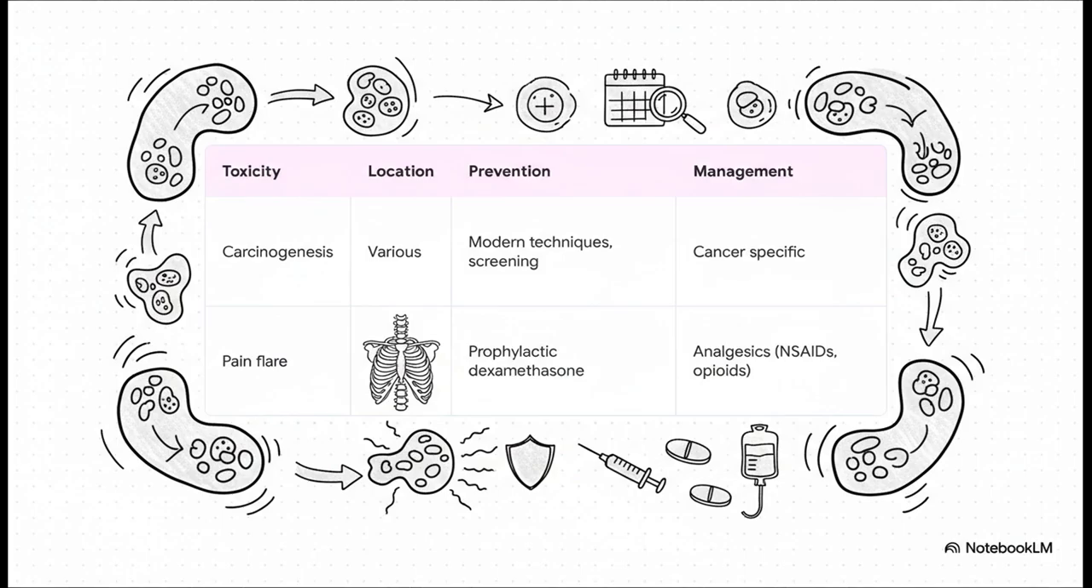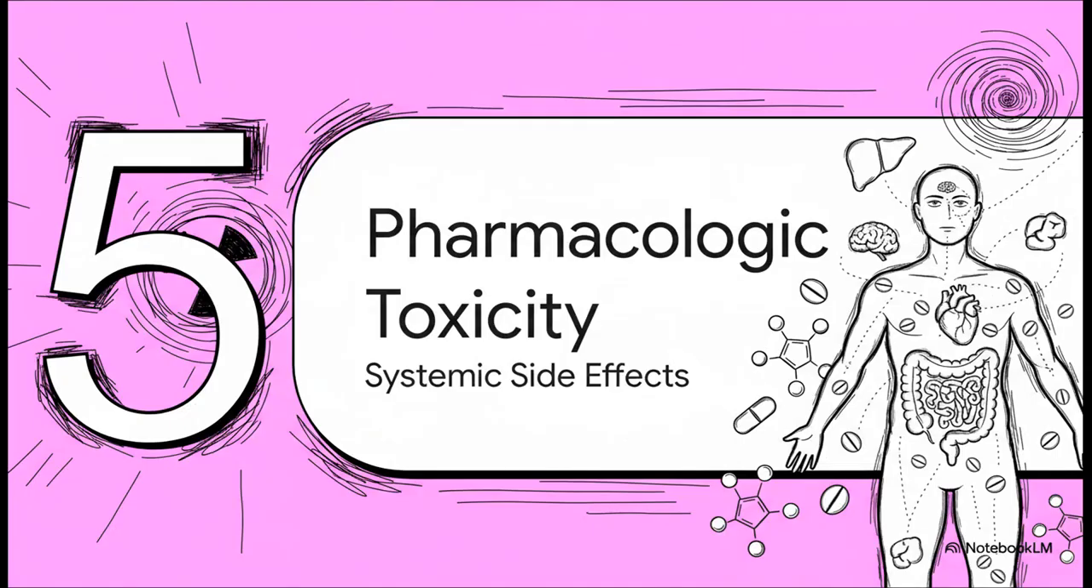So let's wrap this section up with two other key toxicities to keep on your radar. First, the long-term risk of secondary cancers, which just means regular screening is a must. And second, that acute pain flare you can get from bone irradiation, which importantly can be prevented with a short prophylactic course of dexamethasone. Okay, big shift here.